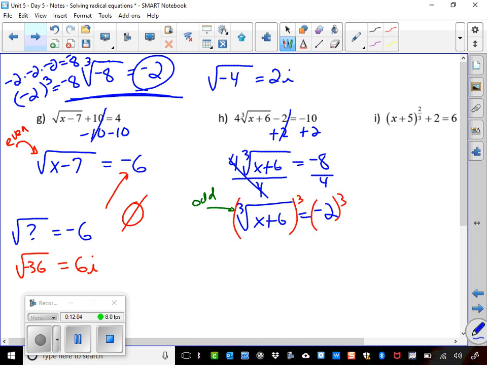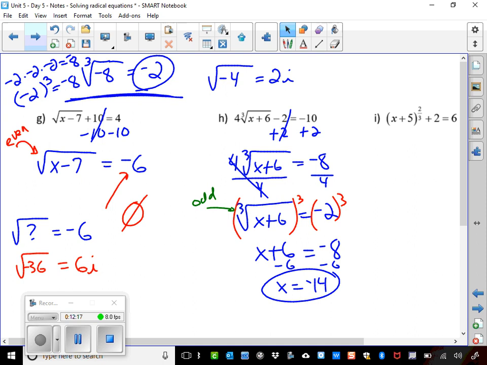So -2 to the third on the right is -8, and out pops x plus 6. So all I have to do now is subtract 6 from both sides. So I get -14. Okay, so that is the end of the notes. We will finish the others in class.